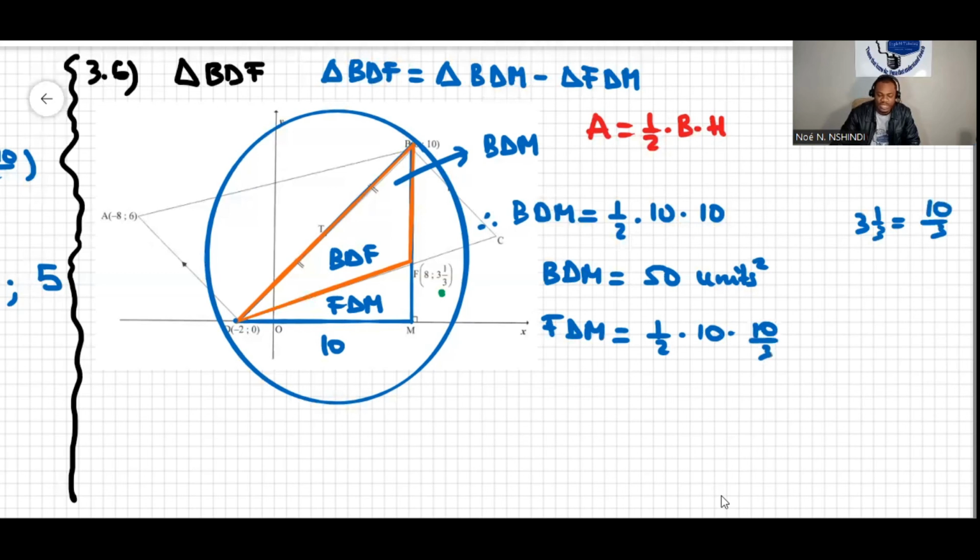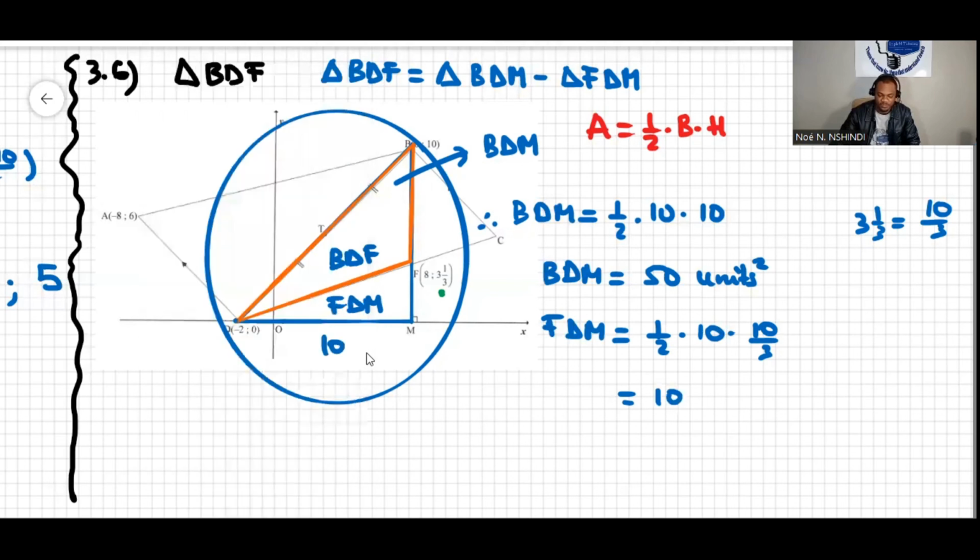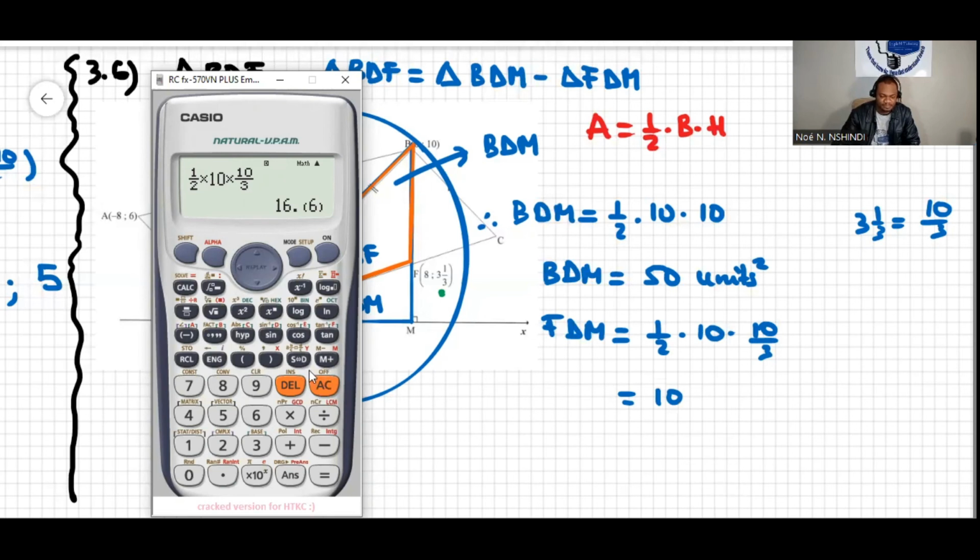So if we work this out, we can calculate a half times 10 times 10 over 3. This is equal to 50 over 3, which is 16.6666. Let's just keep 50 over 3.